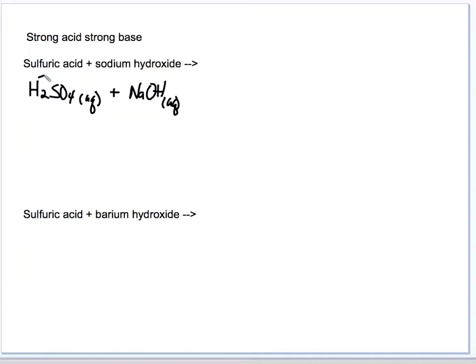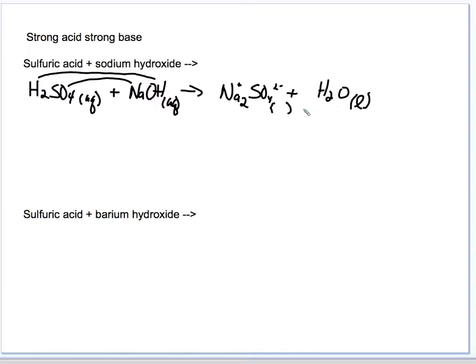When you mix an acid and a base, basically the H's go with the OH's to make water, and you get a salt. So we're going to get the salt, which is going to be sodium, which remember is positive 1, and sulfate is SO4 2 minus, so it's going to be Na2SO4 plus water. Now we've got to balance that equation. The water will be L for liquid, and we'll have to look up the sodium sulfate.